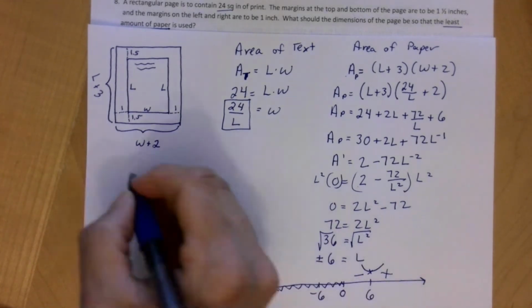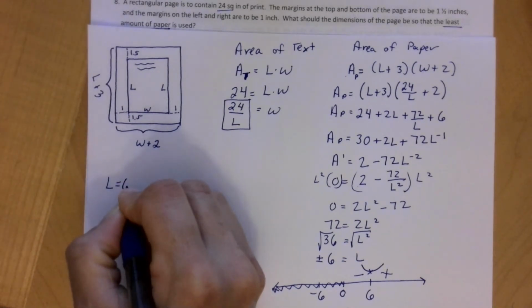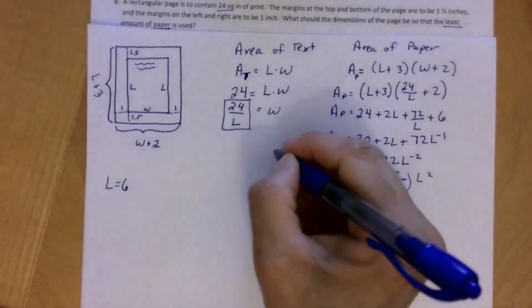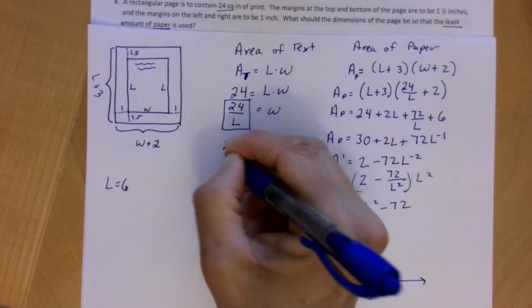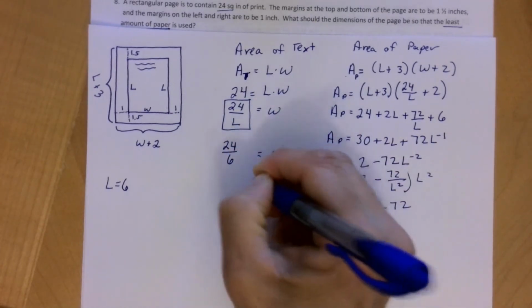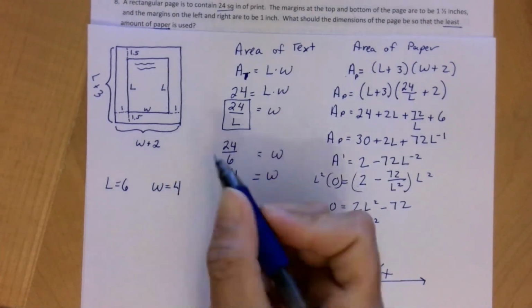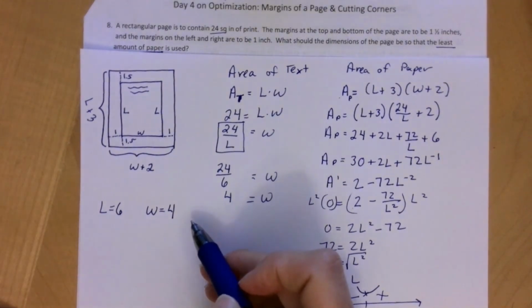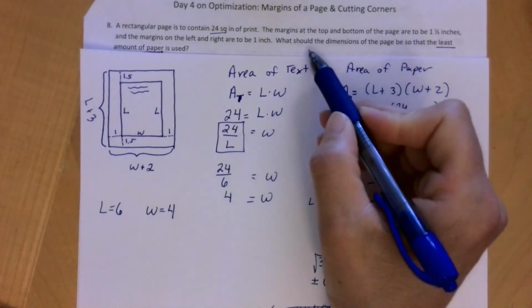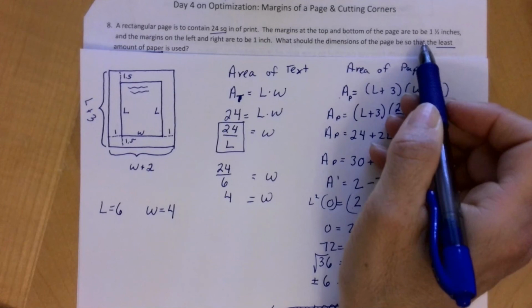I'm going to come over and use this space over here. So I know that my length is equal to 6, but I do need to find the corresponding width. So I'm going to come over here. I'm going to drop in my length, so 24 over 6, which leaves me with W equals 4. Now this is an important point where we now have to go back and check to make sure that we have actually answered the question. The question says, what should the dimensions of the page be so that the least amount of paper is used?